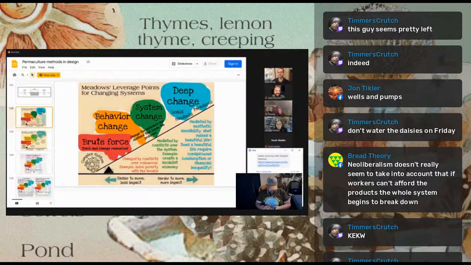Deep mulch so you don't have to water as often. Yes, boom, that's a good one. Yeah, you change the behavior there. Use deep mulch instead.